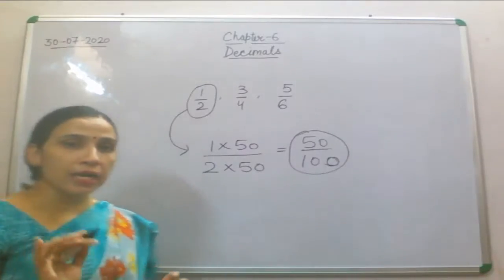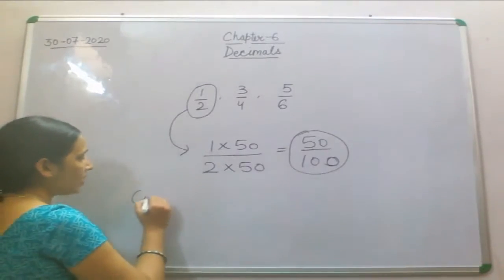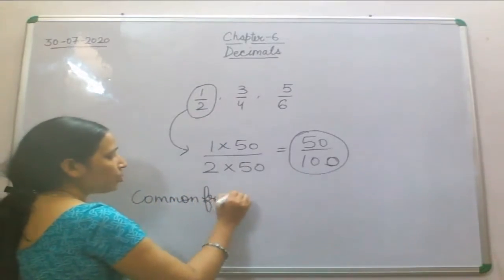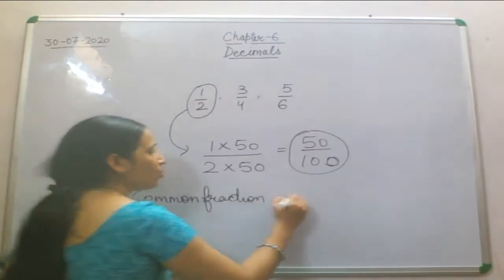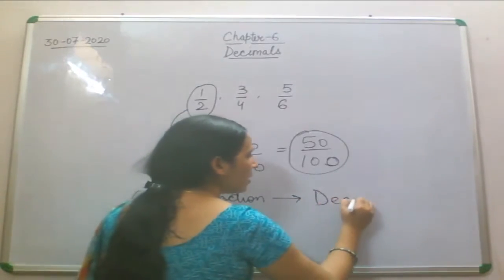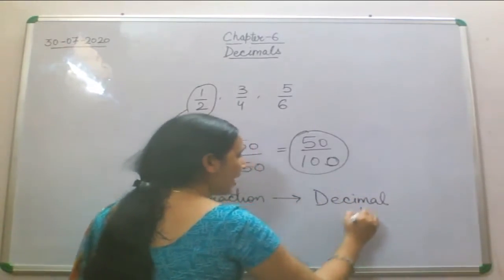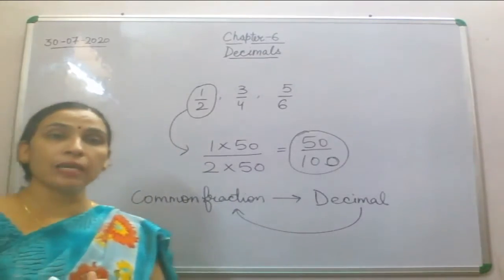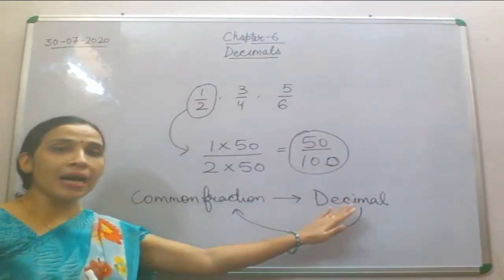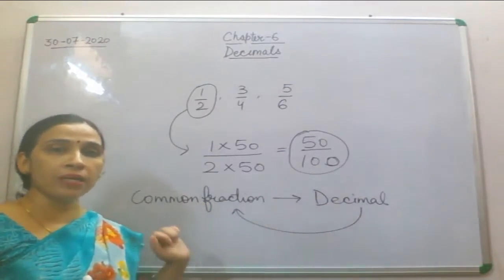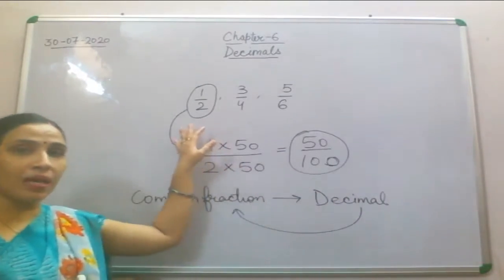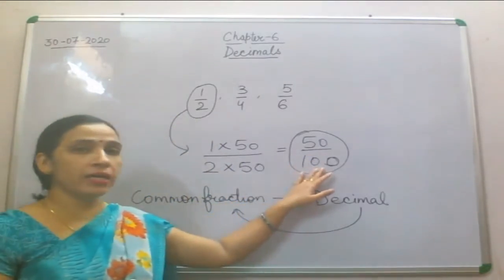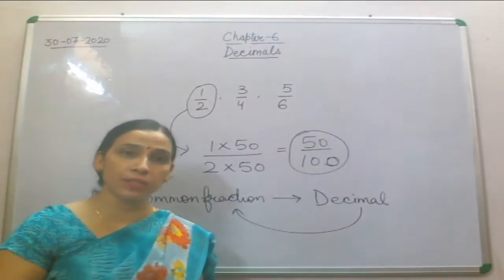So we will find out that a common fraction can be changed into decimal notation and vice versa. A common fraction can be changed into decimal form and a decimal can be changed into a common fraction. Like the one example I have shown here, 1 by 2. If we multiply it, we get 50 by 100. Now this can be changed into decimal form.